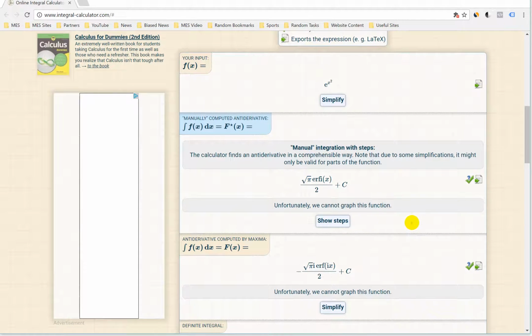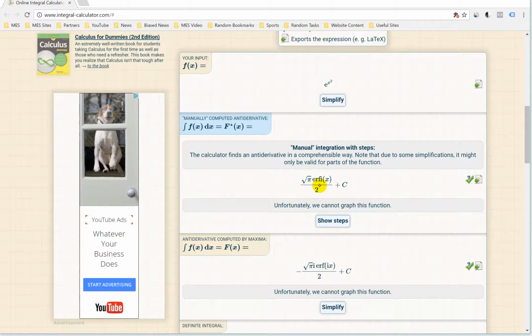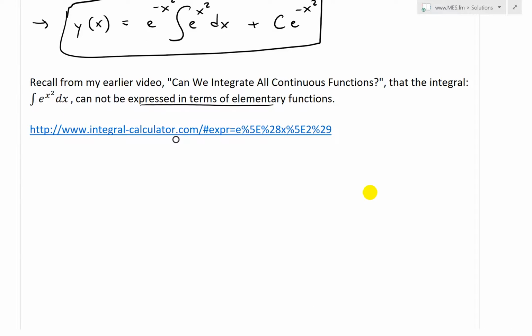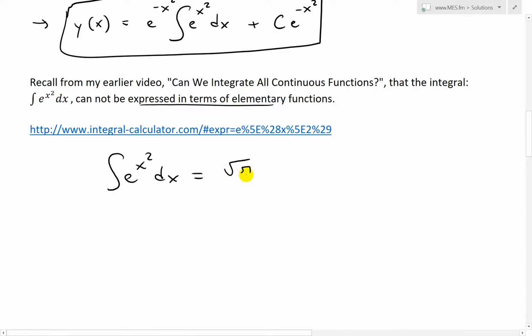So the integration of this is square root pi times ERFI of x, all divided by 2 plus c. I'll get to what this function is in a bit. So basically what this means is that the integral of e to the x squared dx is equal to square root pi over 2 and then ERFI of x. So this is a strange function.